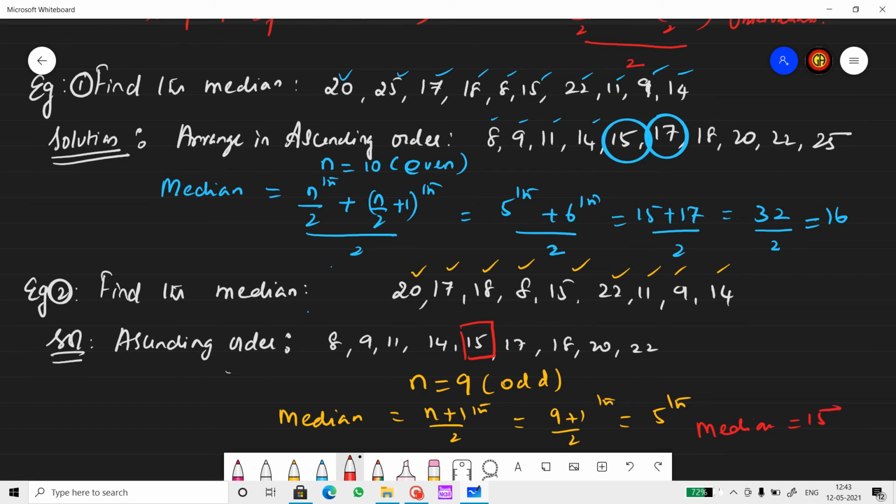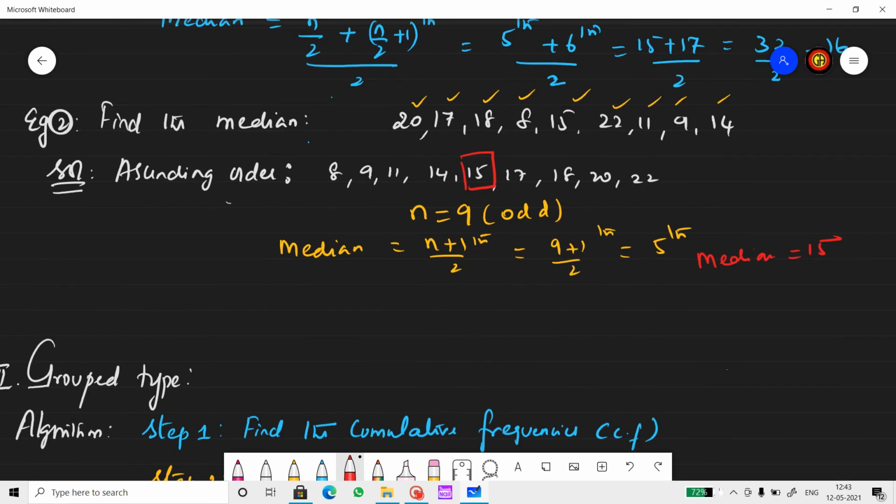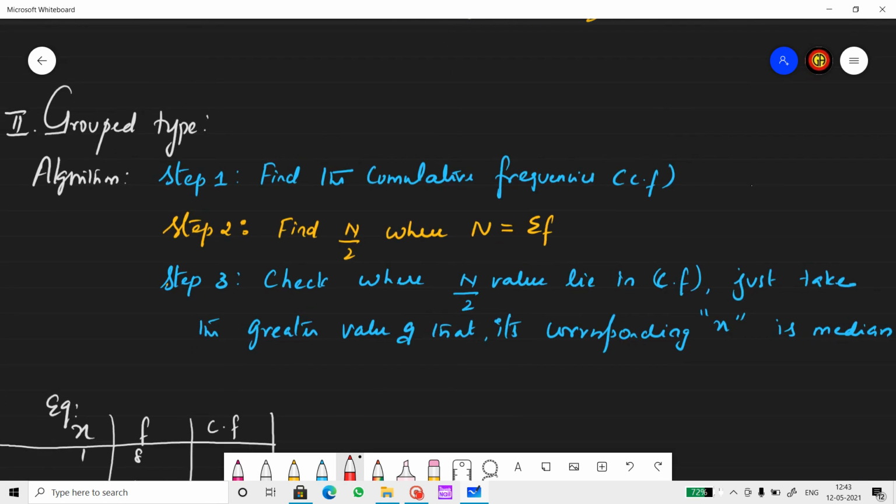Alright, so this is for the ungrouped type, the data that have individual values which do not have a frequency. Now, grouped type.